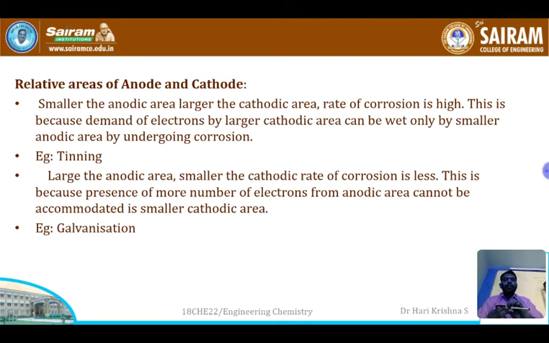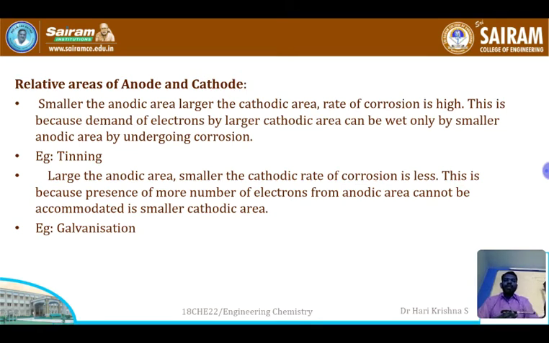So again this anode will be prone to liberate more electrons, and again this cathode will accept these electrons because it can accommodate more than 100 electrons. As soon as electrons are liberated, the cathode accepts them. Since the anode is liberating more and more electrons, it is undergoing more and more oxidation, and more oxidation means more corrosion. Therefore, the smaller the anodic area and the larger the cathodic area, the higher the rate of corrosion. An example is the tinning process.